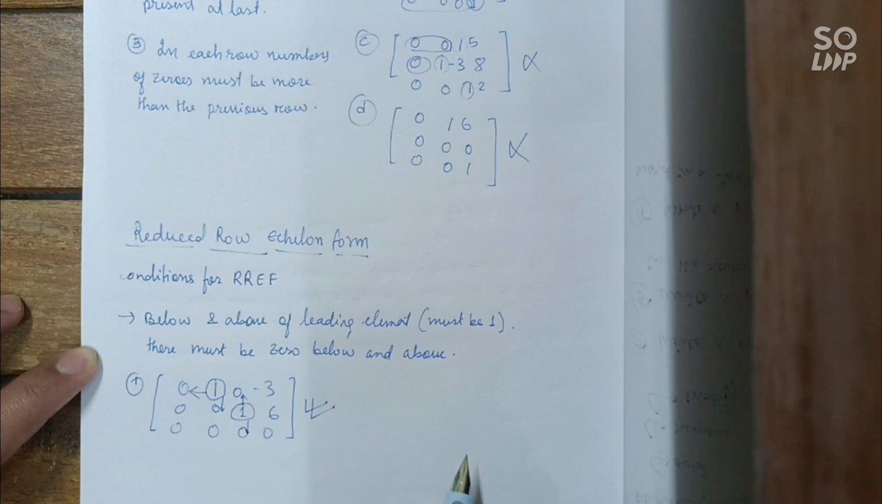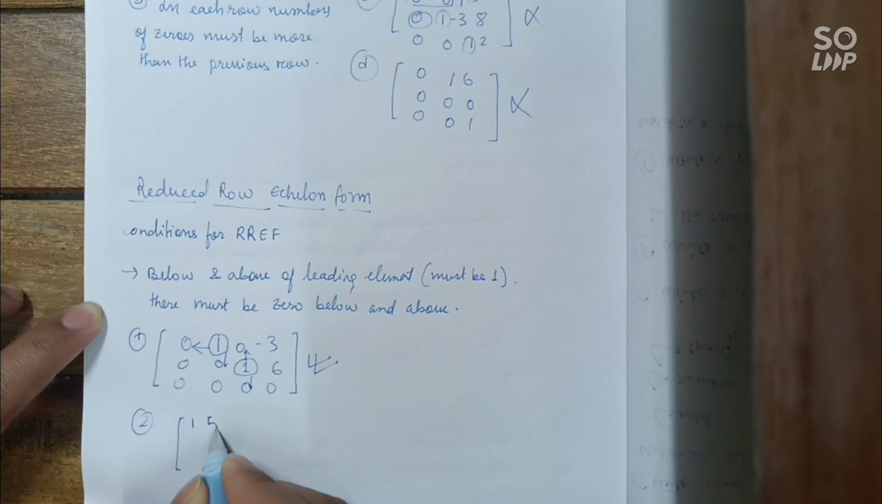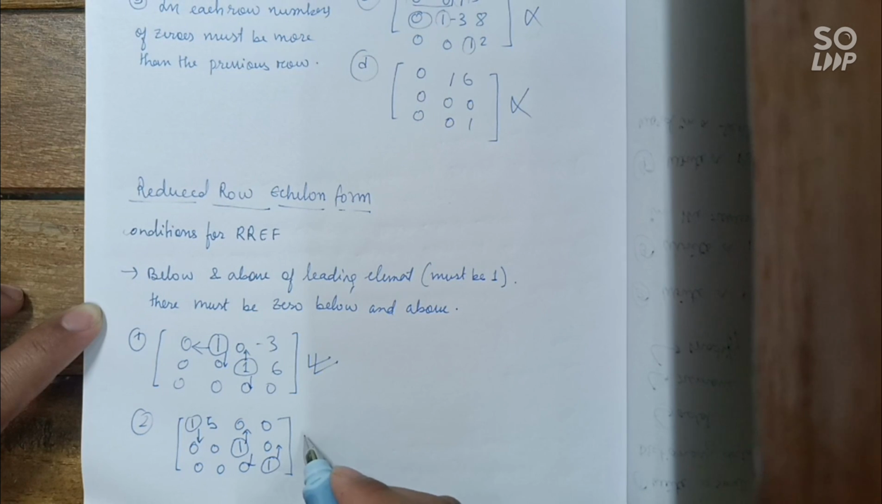And let's check another example 2. Let's take a matrix here, 1 5 0 0, 0 0 1 0, 0 0 0 1. Let's check. Yes, we can see the leading element here is 1, below it's 0, so this is fine, and the next leading element here, up 0, down 0, so this is also fine. This here, up 0, so yes, we can say this is in reduced row echelon form.